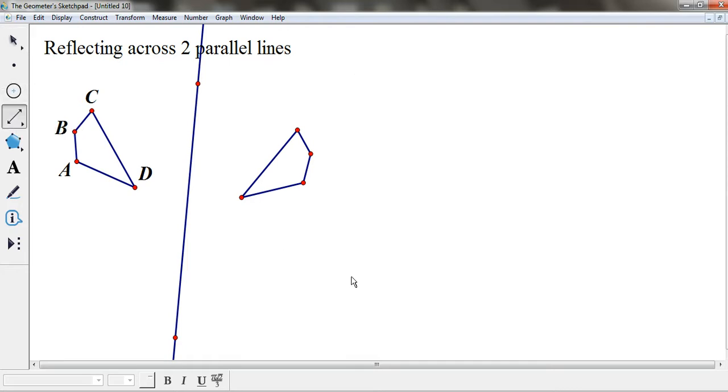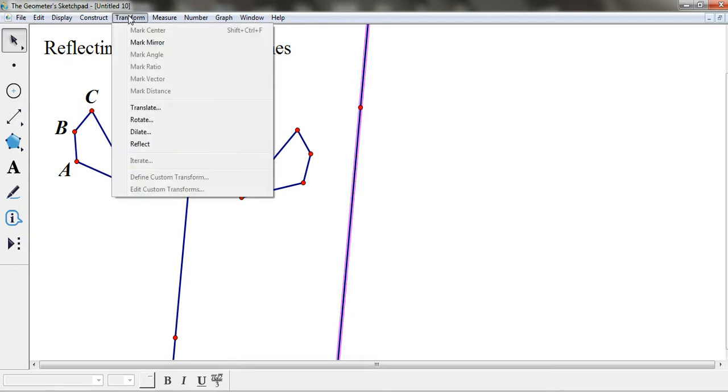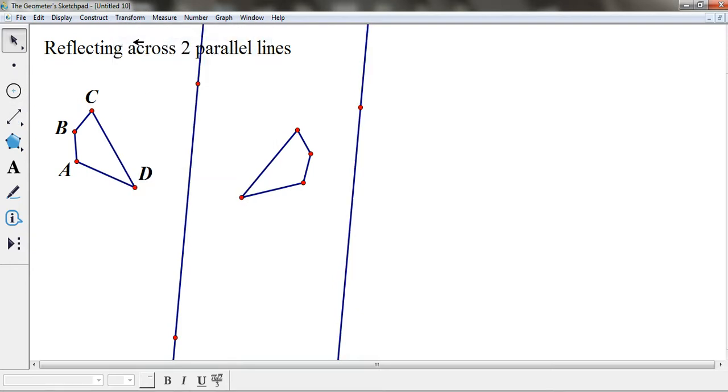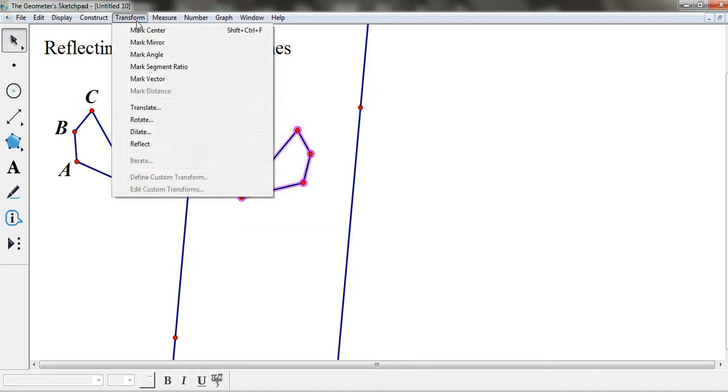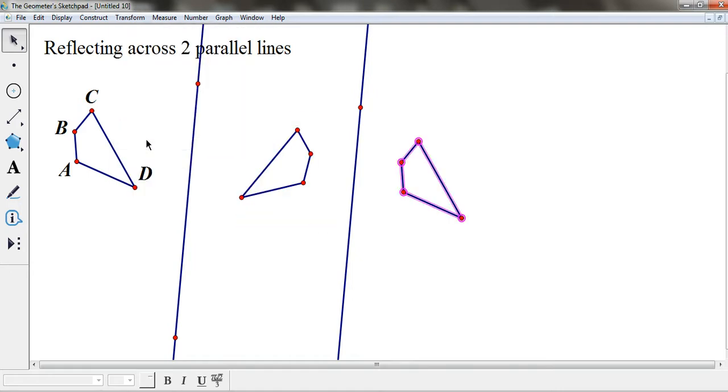I'm going to make another line over here that is parallel to the first one. And the way I do that is I make a point, and then I say I want a line that goes through this point and is parallel to this line. And it gives me a parallel line. So now I'm going to mark this line, the new line, as my new mirror or line of reflection, and take my figure and reflect over that.